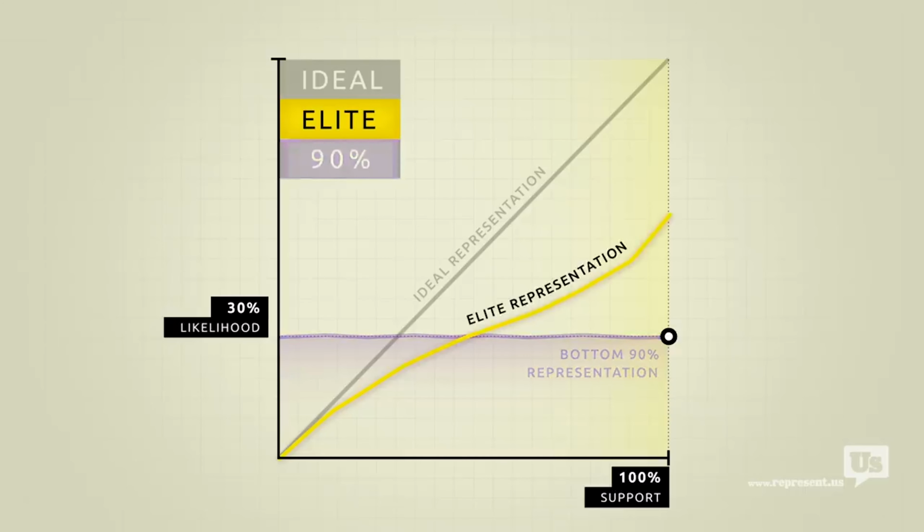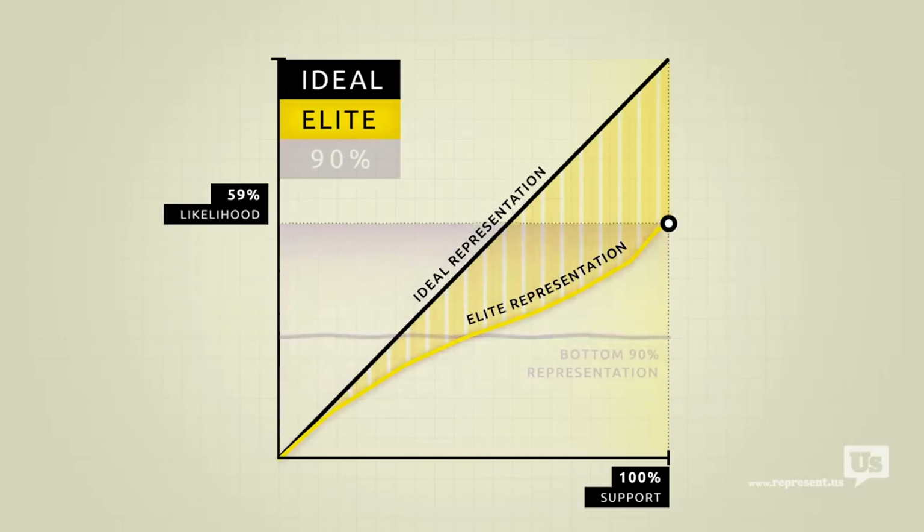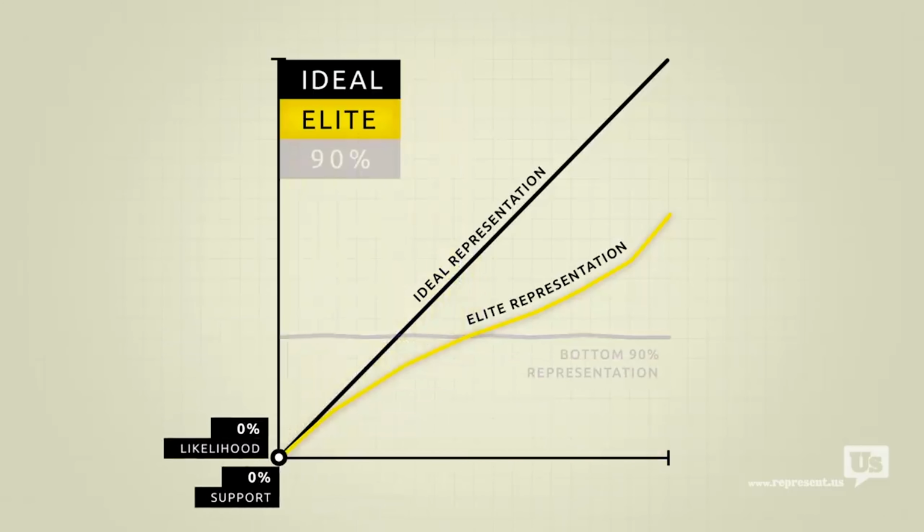Look at how much closer their line is to the ideal. When they want something, the government is much more likely to do it. And when they don't, they have the power to completely block it from happening, no matter how much the rest of the country supports it. They get what they want, and guess who ends up paying for it?